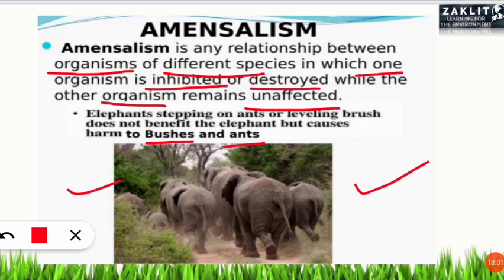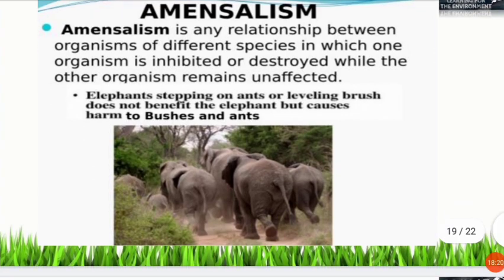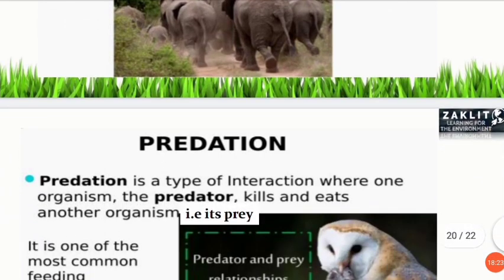So they are leveled by the movement of elephants. As a result, they die, but the elephant is neither benefited nor harmed. So in this case, these plants and these ants, small insects are harmed, but the elephant is having no issue with that. So this is a kind of amensalism. One is affected, another one is neither affected nor benefited.